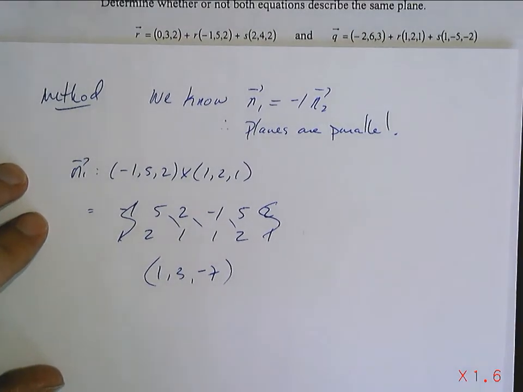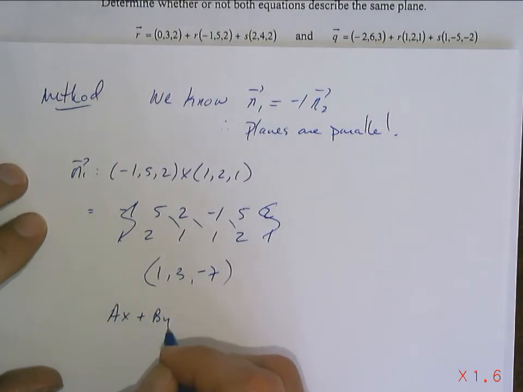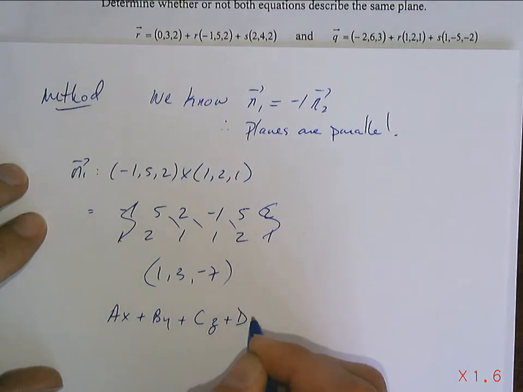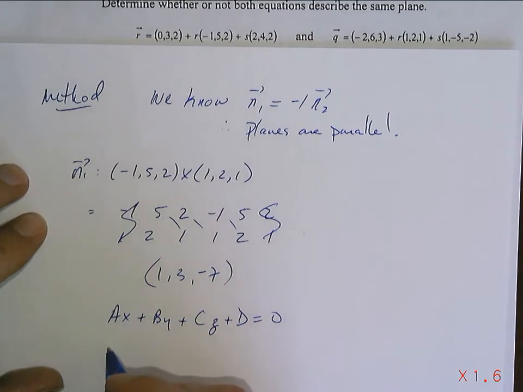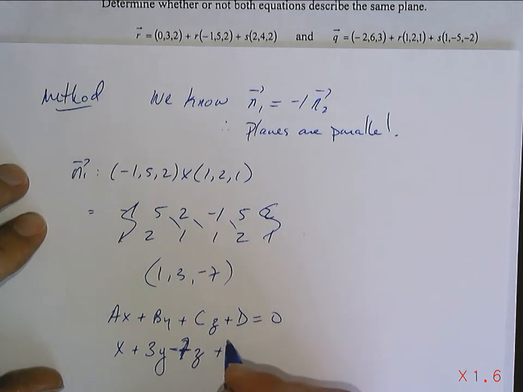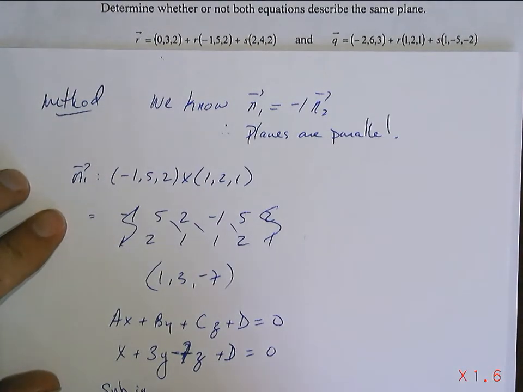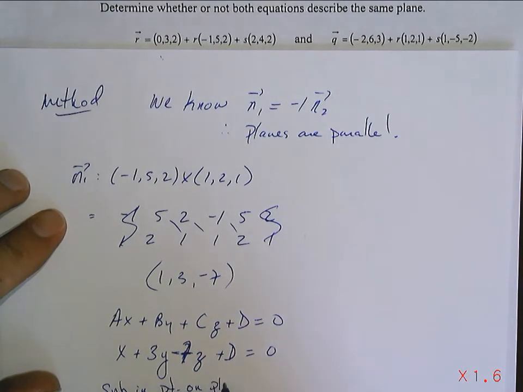With that information, I know that the scalar equation of this plane can be found by using ax plus by plus cz plus d equals 0. I can plug in 1 for a, 3 for b, and negative 7 for c. And that leaves d unknown. But we have a point on the plane, so we can substitute in the point, and that will allow us to determine d.